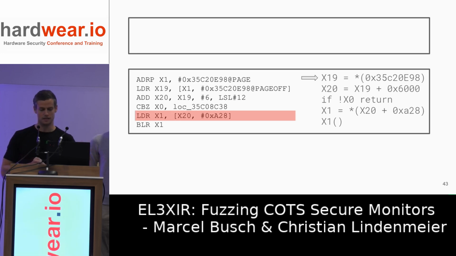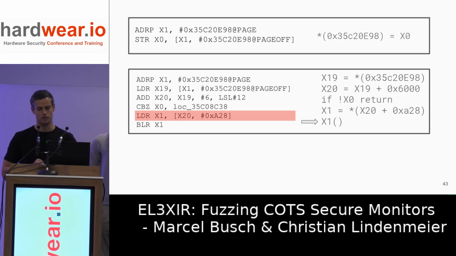We're saving this in X19, adding some more offsets, doing some sanity checks. Then we're dereferencing with an offset from that again, and using this value as a function pointer, essentially. Right? So this is a function pointer table. And luckily there is another SMC call where this is happening. And this is essentially allowing us, since we control X0, to write a value to this exact address where the pointer to the function pointer table is located.